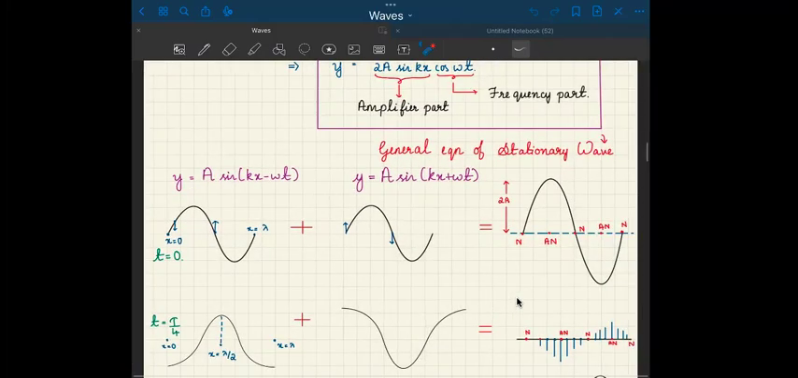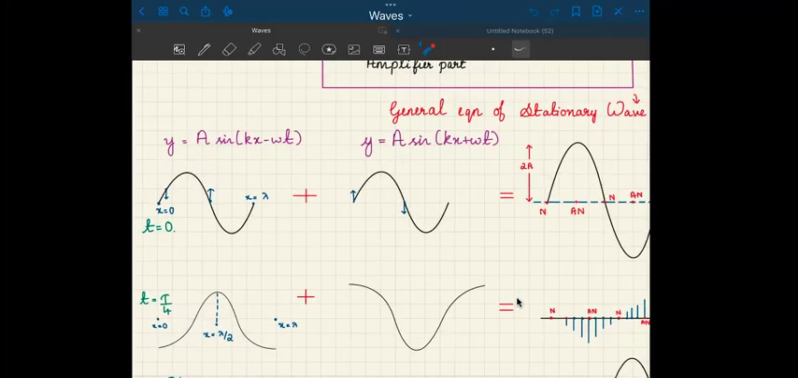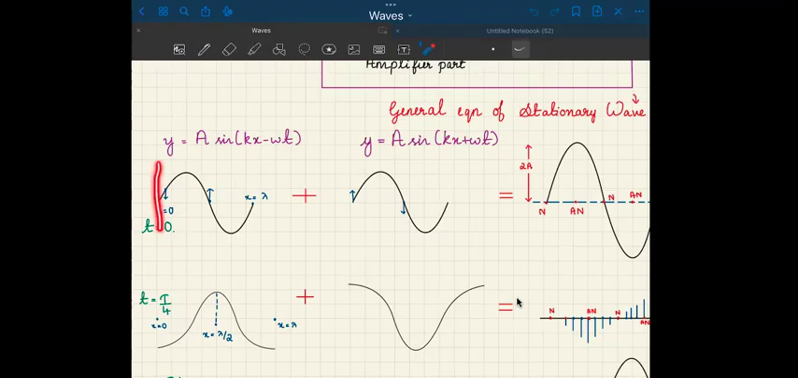Now you see what is happening. Let us try to understand. At t equal to 0, the wave A sin(kx minus omega t) will take the form of the A sin kx graph. So I am focusing only on a portion of length lambda, 0 to lambda.